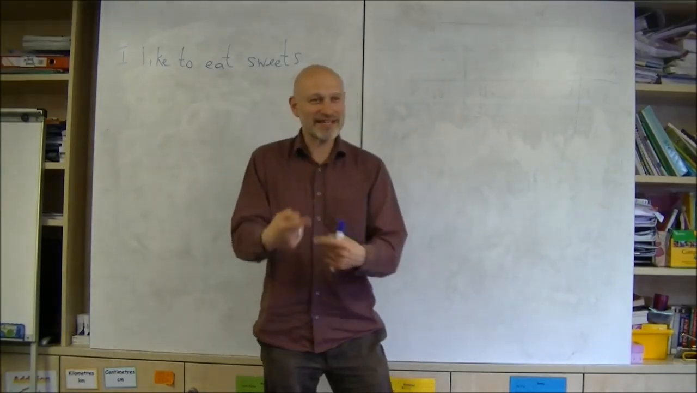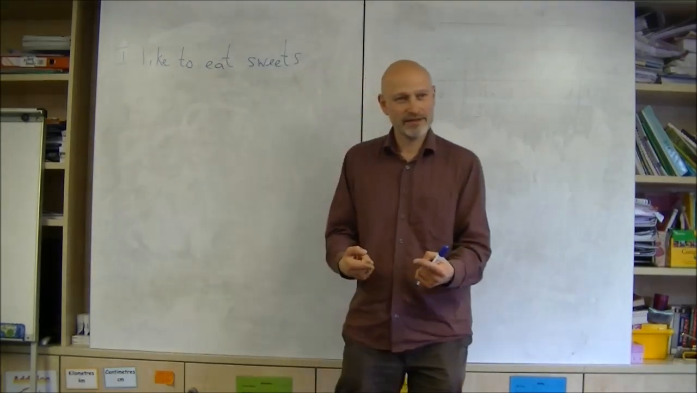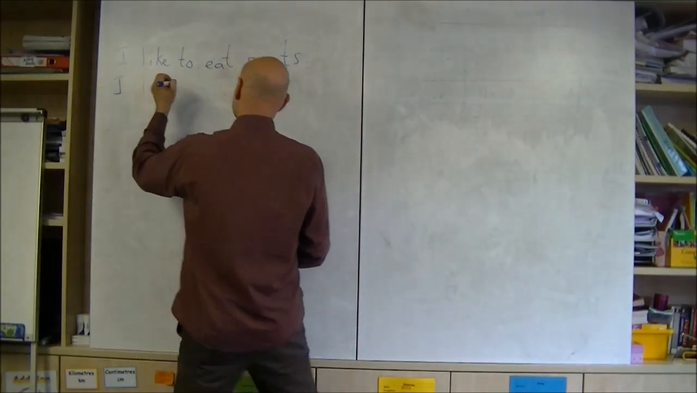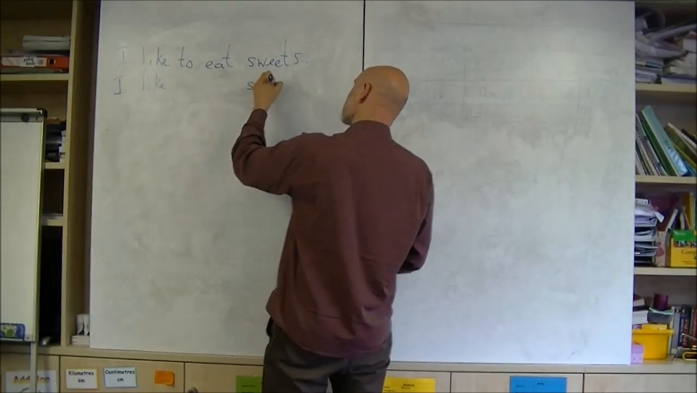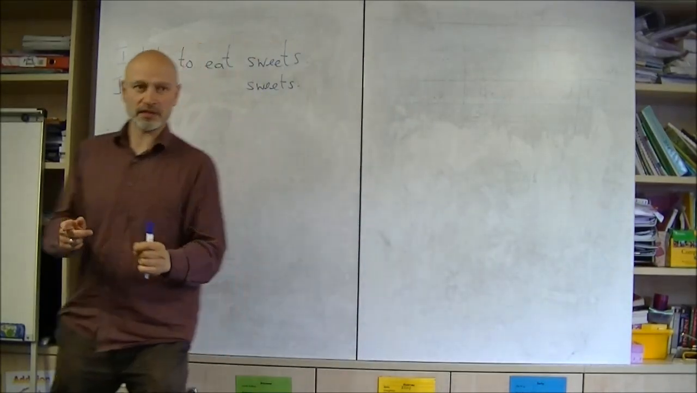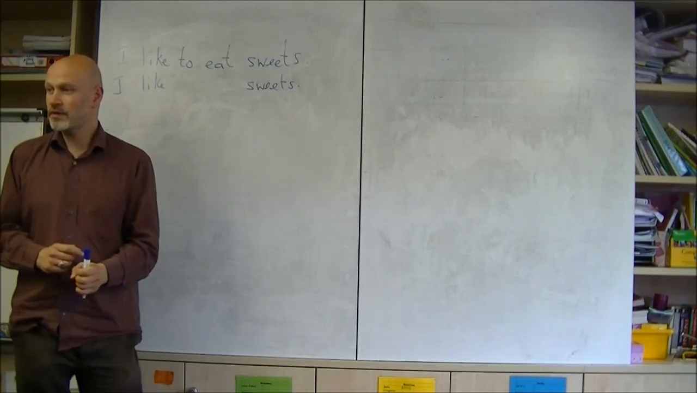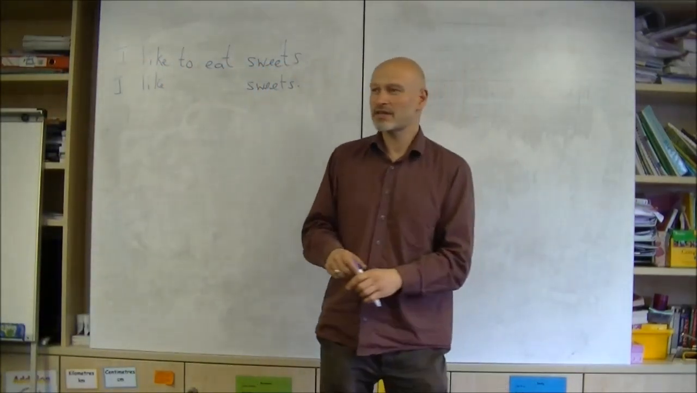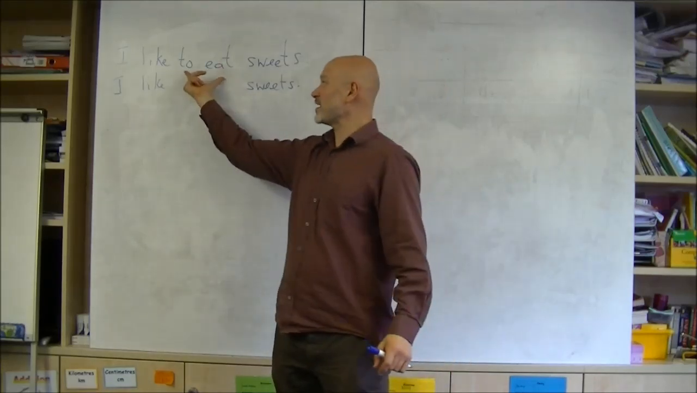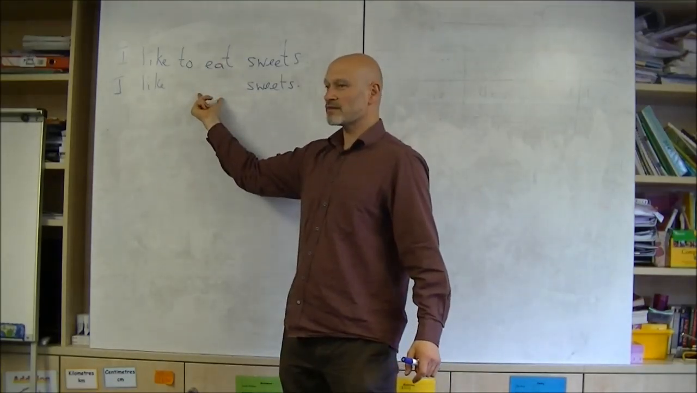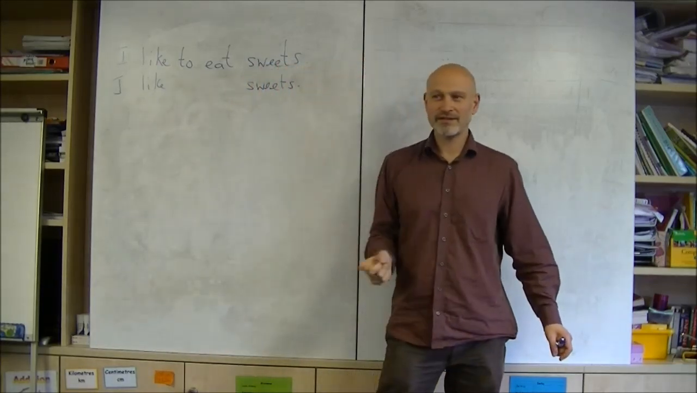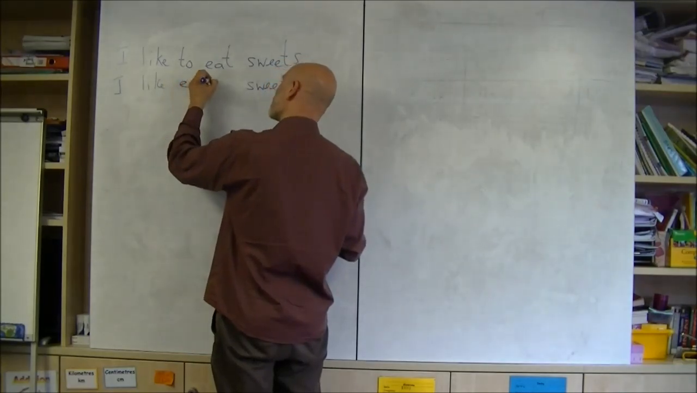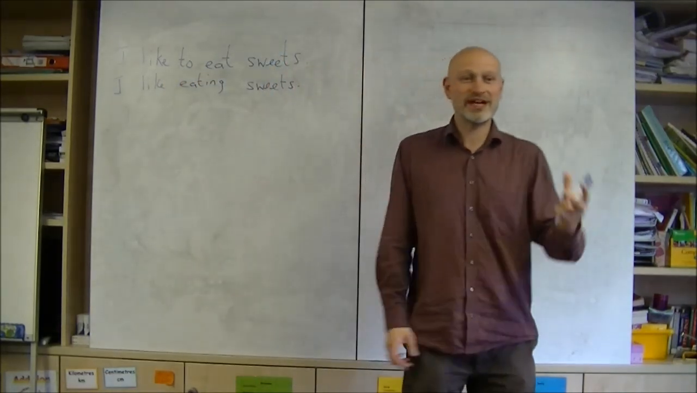But we can also say it a different way. We can start with I like. We can finish with sweets. And what can we put in the middle? One word. I like. I love some. A lot of. Change this bit here into one word. Eating. Eating, yes. I like to eat sweets, I like eating sweets.